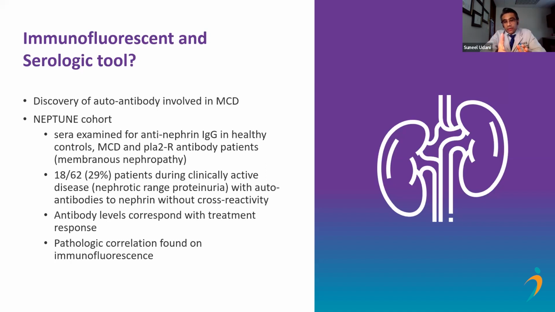And we know that nephrin is a key protein in podocyte integrity, and mutations or genetic variations in nephrin can lead to a genetic form of nephrotic syndrome. What they saw is that almost a third of the patients who had clinically active disease, a nephrotic range proteinuria, had autoantibodies to nephrin and didn't cross-react with any other autoantibodies. And those antibodies did correspond to the treatment response. And there's also a pathologic correlation that they found.